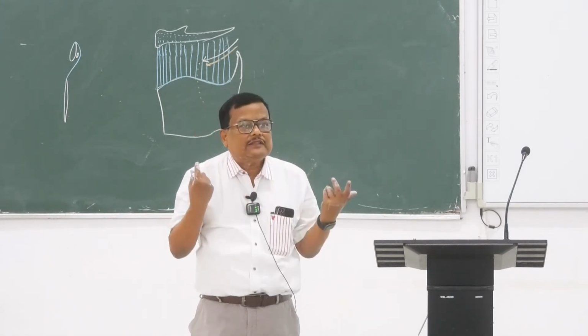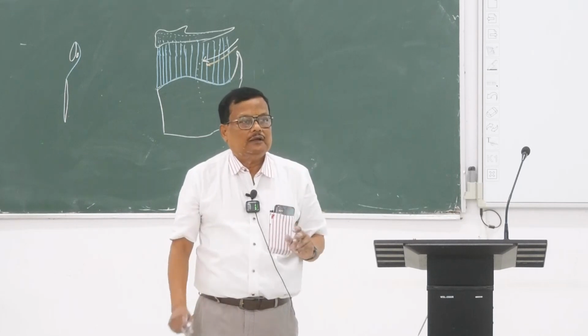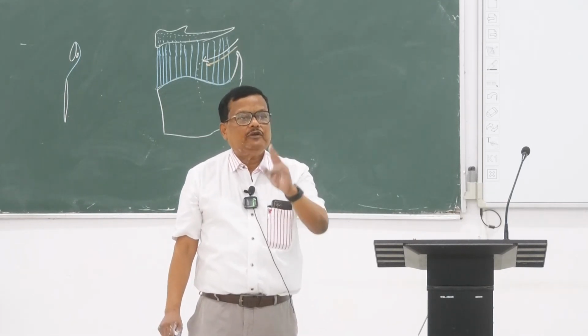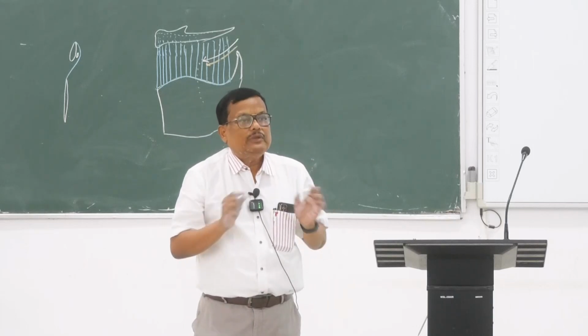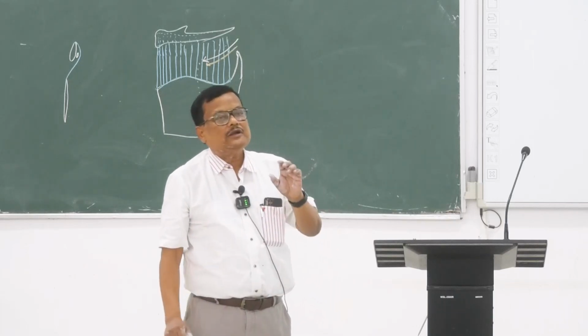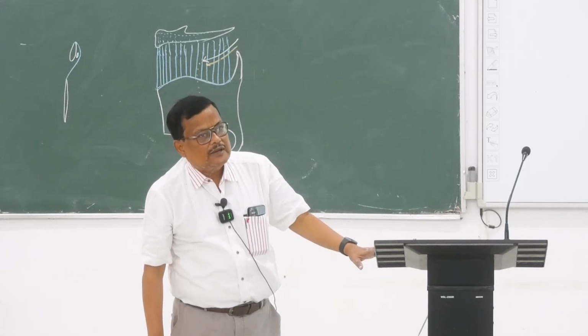In dissection we can see them without having to cut the larynx. We do not have to incise the thyroid cartilage or open the larynx to see the muscle. We can see from outside, and these are called the extrinsic muscles of the larynx.